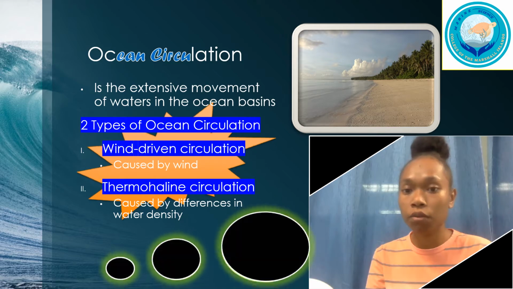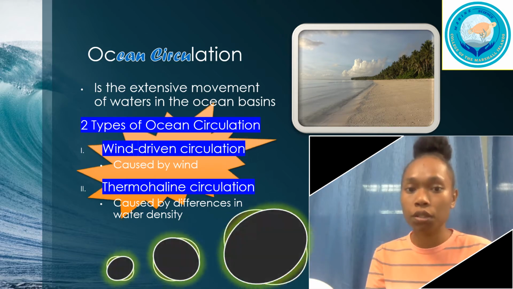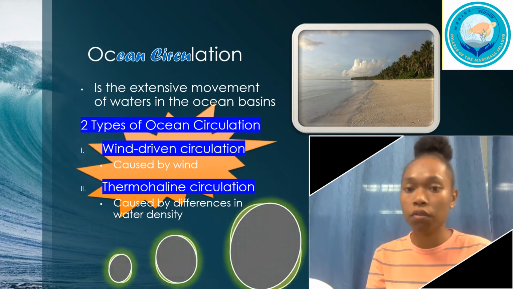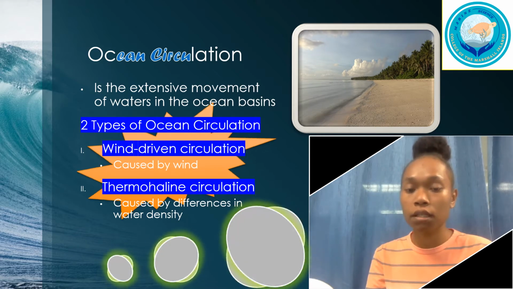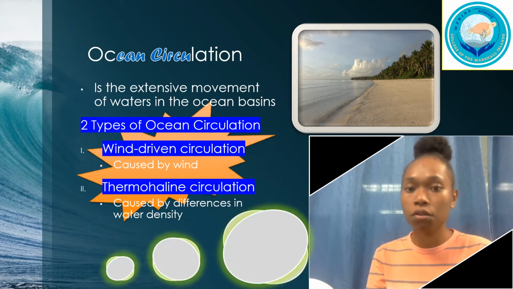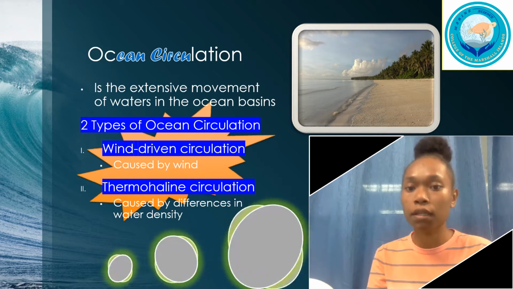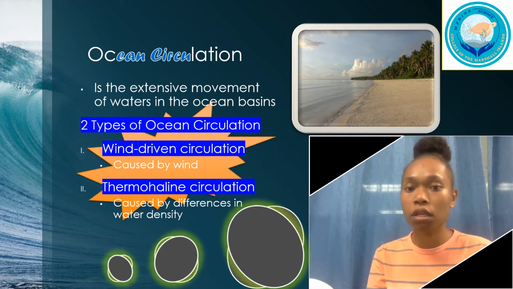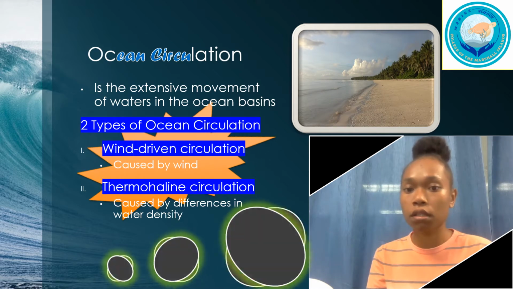There are two types of ocean circulation: wind-driven circulation, which is driven by wind force on the sea surface, caused by unsteady heating of Earth by the sun and the Earth's own rotation. And the second ocean circulation is thermohaline circulation, which is driven by the variations in water's density.